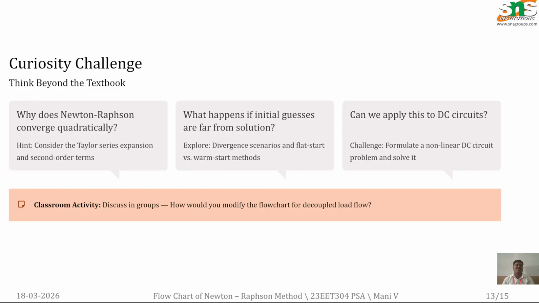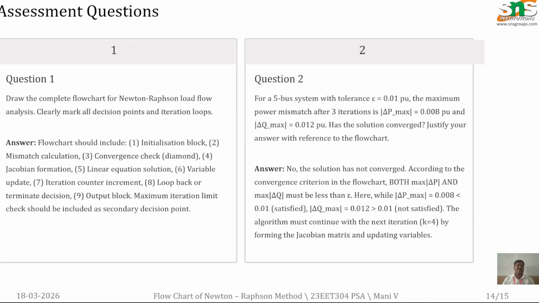So this is the curiosity challenge. Why does Newton-Raphson converge quadratically? And what happens if the initial guesses are far from the solution? If you know the answer, you can put it in the comment section. So this is another assessment. Here, draw the complete flowchart for Newton-Raphson load flow analysis, with a clear description. This is one assessment, and another one is a problem that will be given. You have to solve it step by step, and finally you will get the answer.